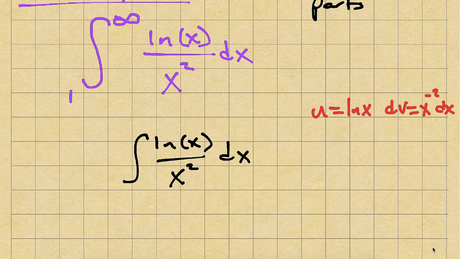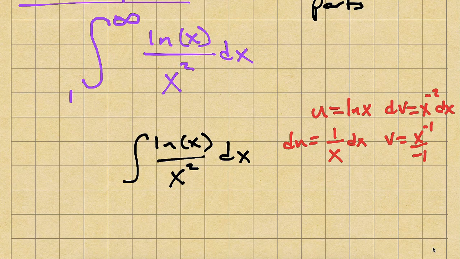So then du, derivative of the natural log of x, is 1 over x dx. And if I integrate dv, v would be negative 1 over x, or sorry, we'll write it as negative x to the negative 1 over negative 1. So if you use integration rules, you add 1 to the power, divide by that same amount.